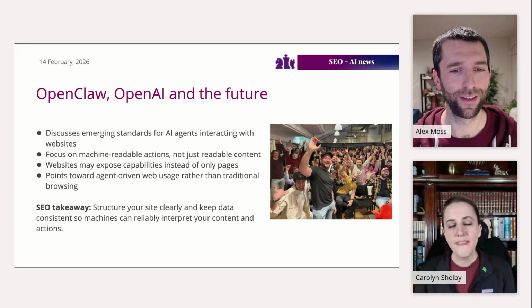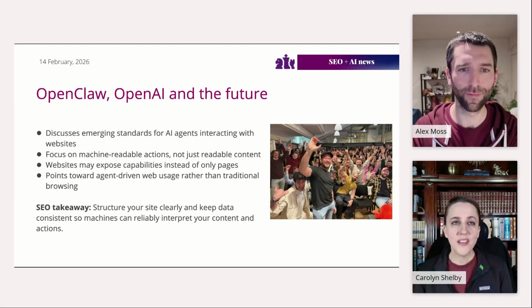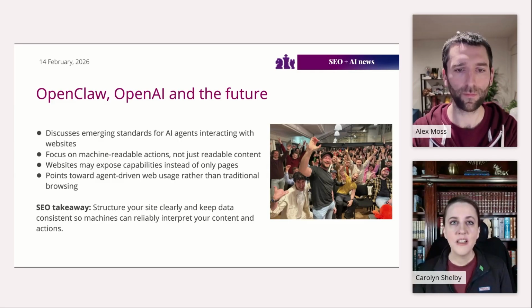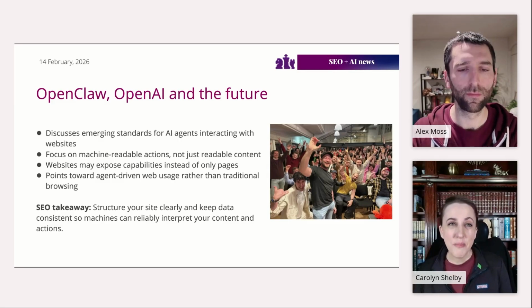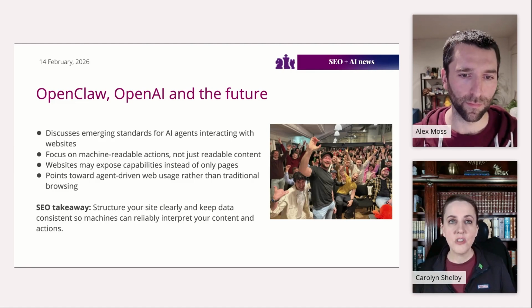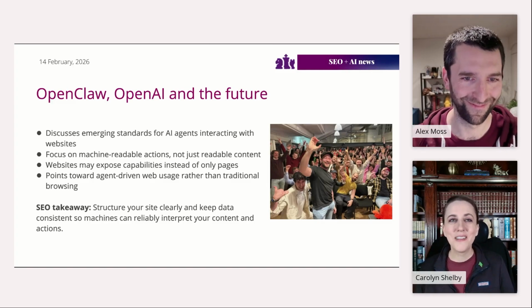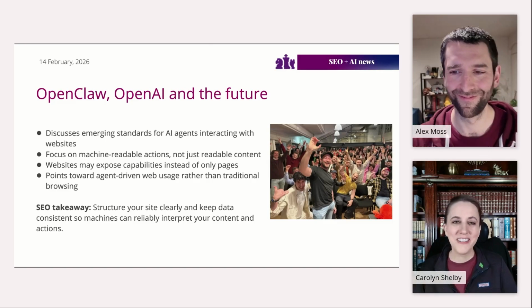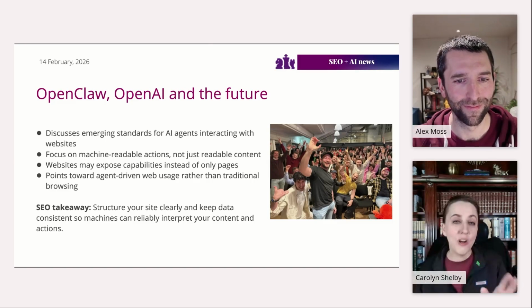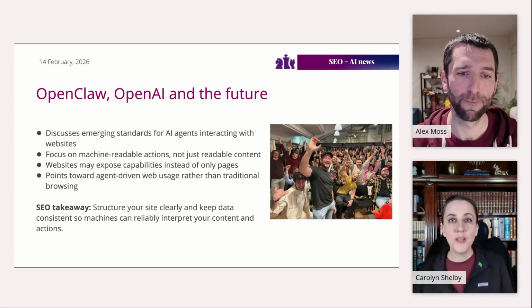There are emerging standards for AI agents interacting with websites. Obviously, you need to focus on machine-readable actions, not just readable content. Websites might expose capabilities instead of only pages. This is all stuff that seems to be the through line for everything that's been discussed in the industry right now. The takeaways are still the same though: structure your site clearly and keep your data consistent so the machines reliably interpret your content and actions. It's the same.